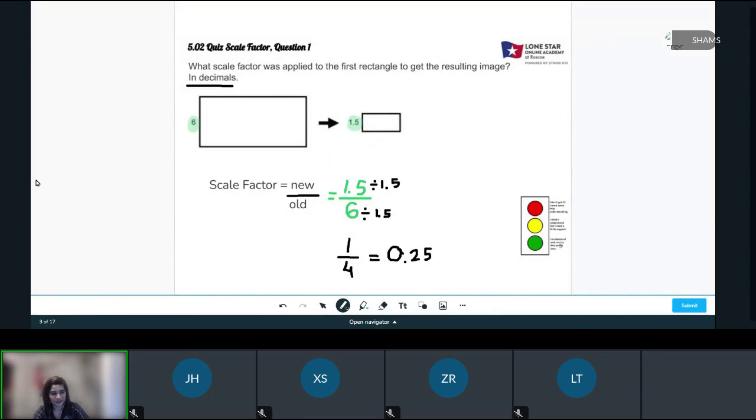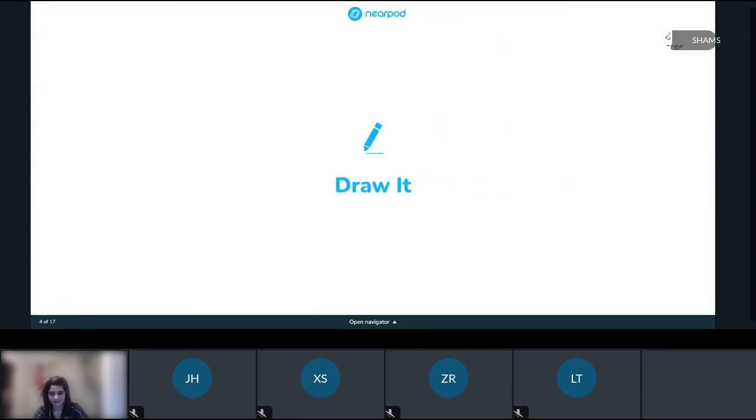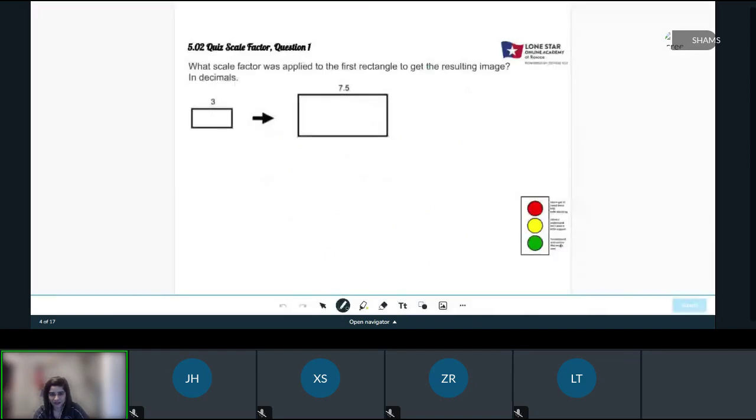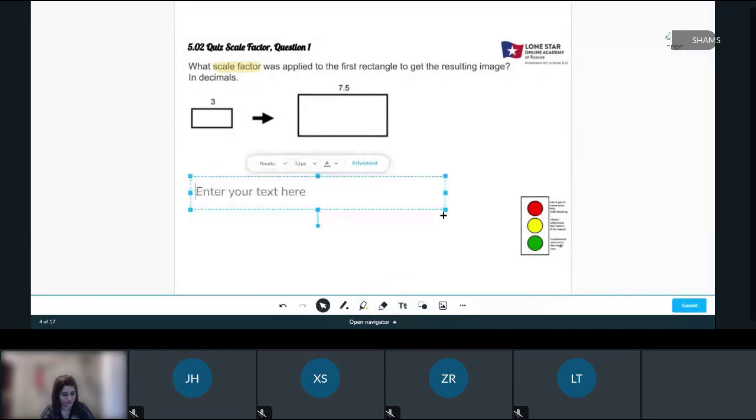Let's move on to the next one. Another question 1, second variety. You want to find scale factor again? And an easy way to find scale factor is to set up the ratio new to old. That's how you do scale factor.